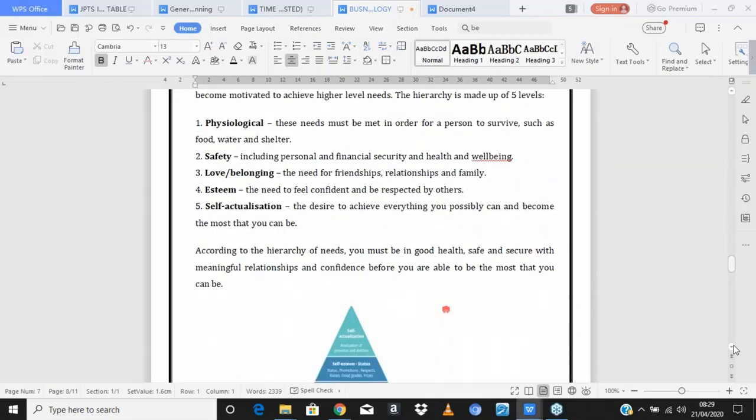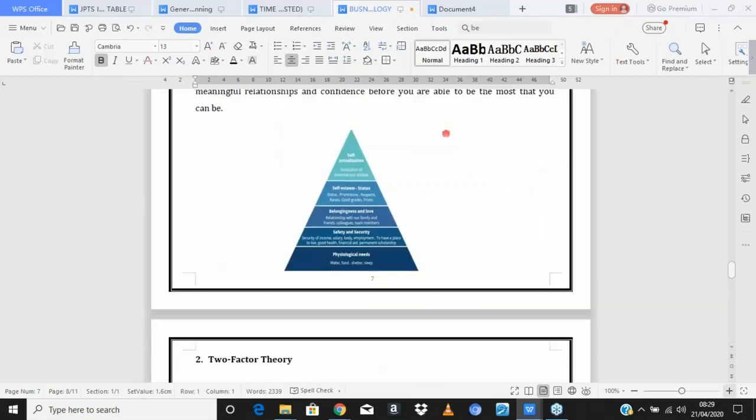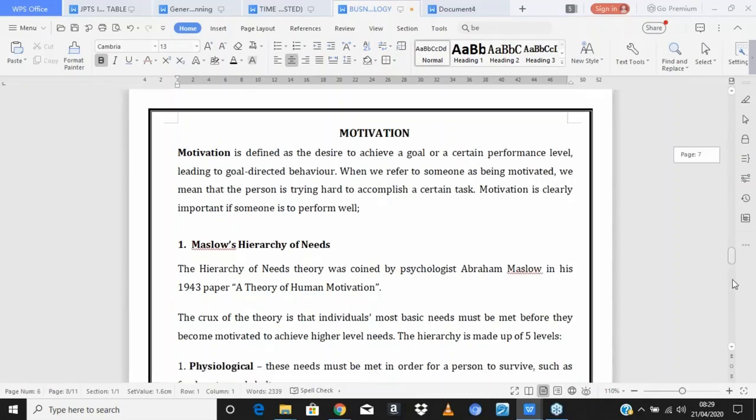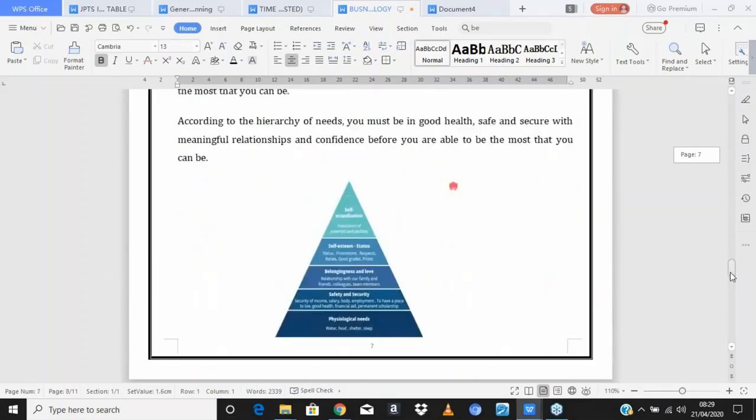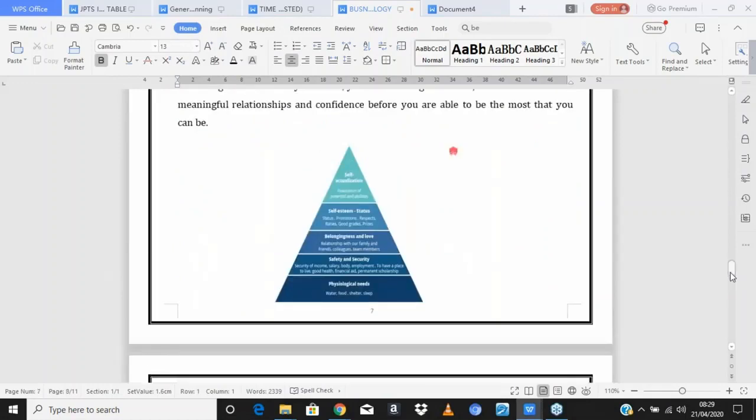Now, if you can see this, I don't know if it's very clear to you, but let me expand it a bit so that we can see it. Now, if you look at this triangle, from the bottom, at this point where my mouse is pointing, is how those 5 needs are arranged. Now, at the bottom here, we have the physiological needs. And what are physiological needs? They are the basic needs of life: water, food, shelter, sleep.